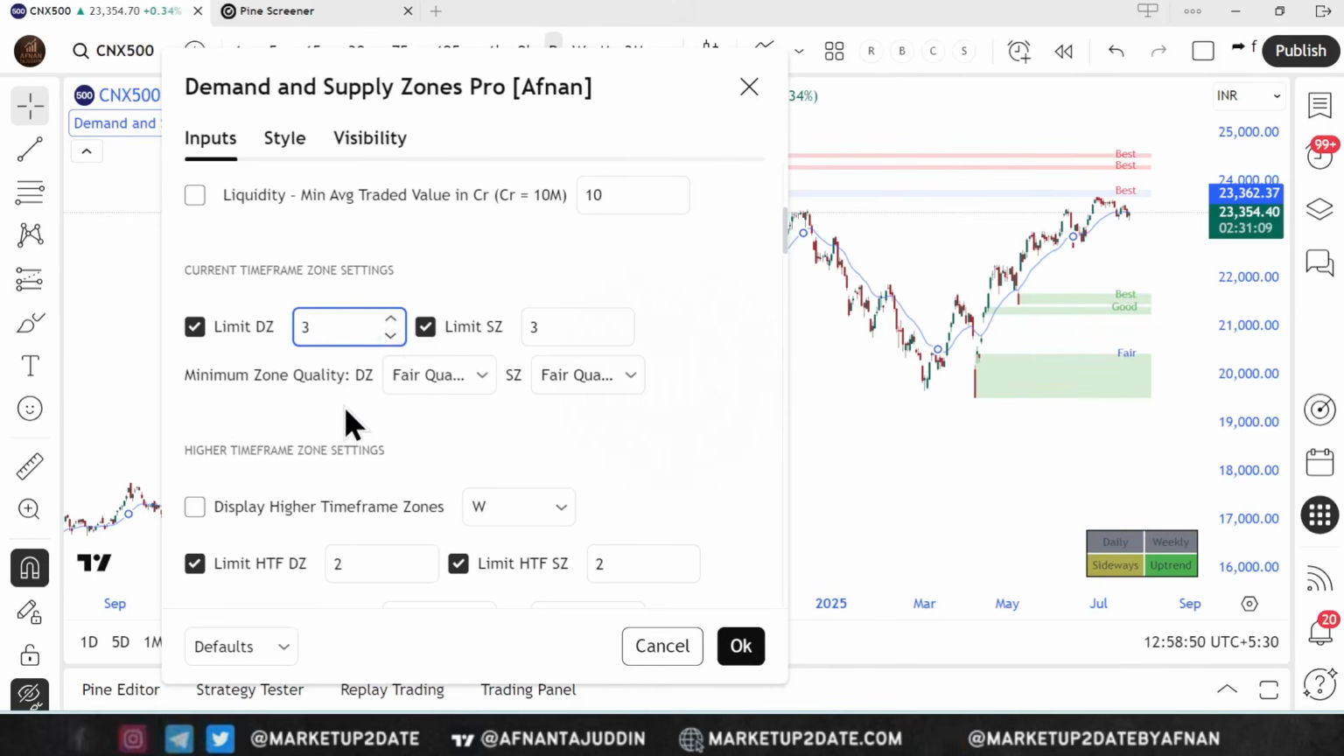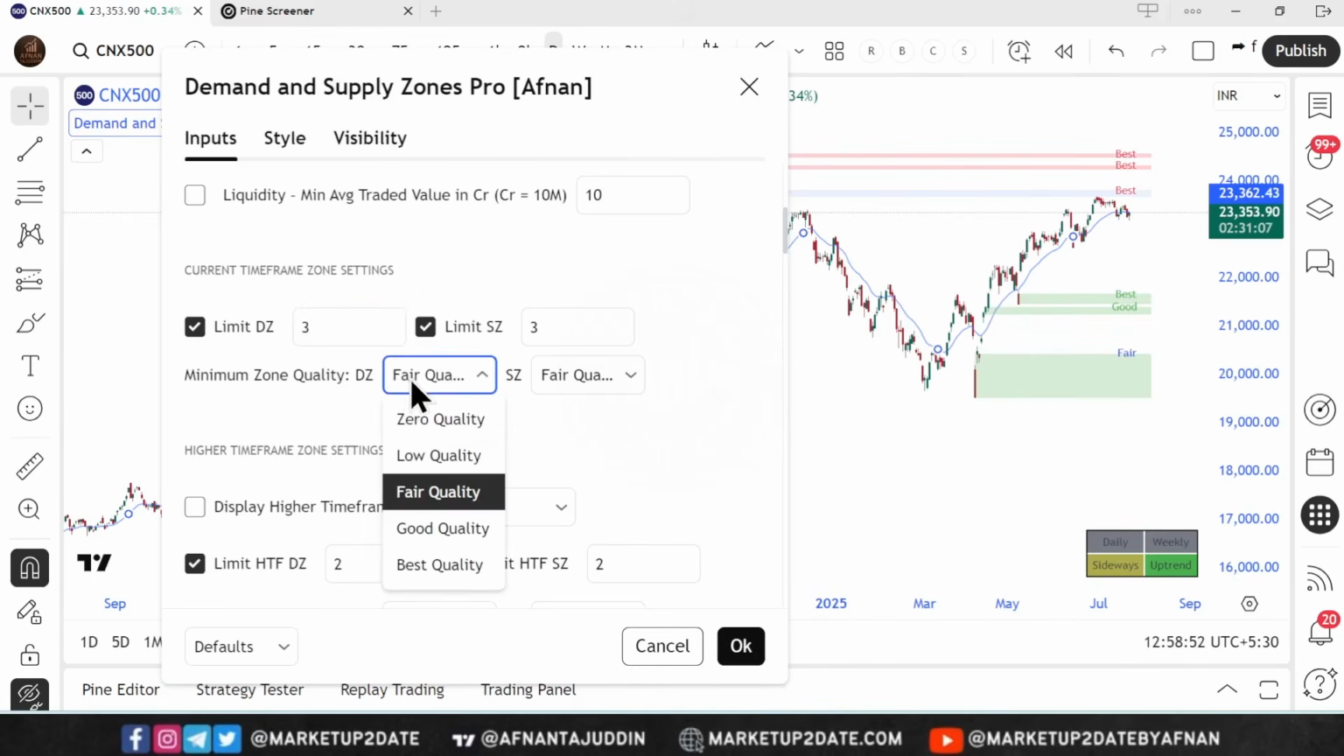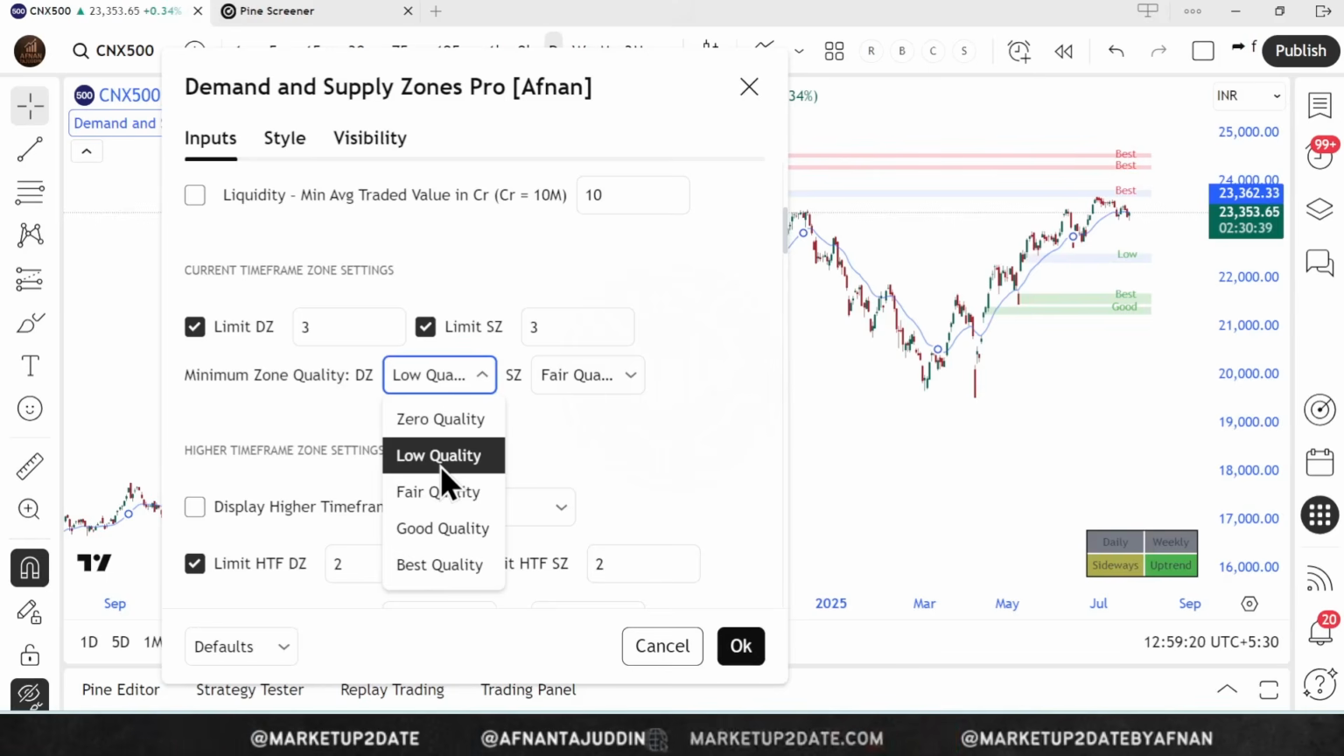Next is minimum zone quality. This is arguably the most important filter in the entire indicator. Our intelligent algorithm evaluates each potential zone based on over a dozen factors, like the strength and sheer explosiveness of the price move away from the zone, the structural integrity of the base, whether it broke a key market pivot, its profit potential before hitting an opposing zone, and so much more. This setting allows you to filter zones based on this deep analysis.